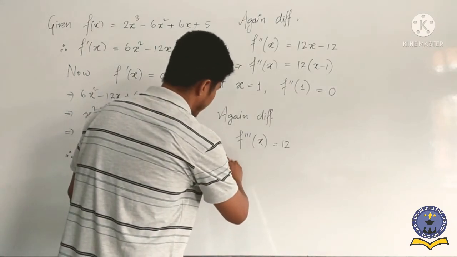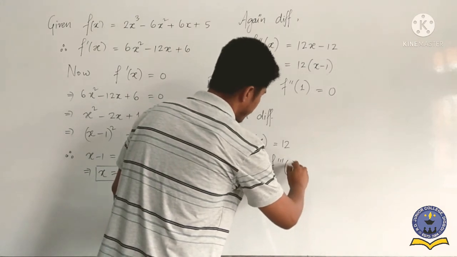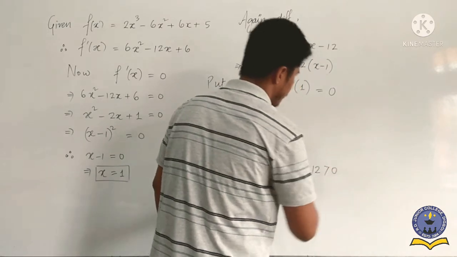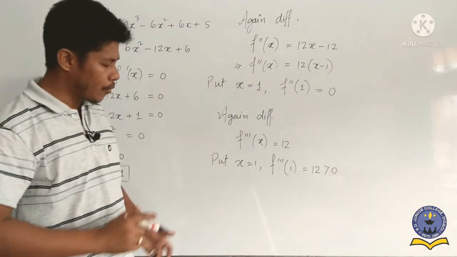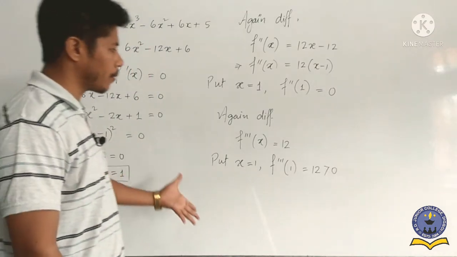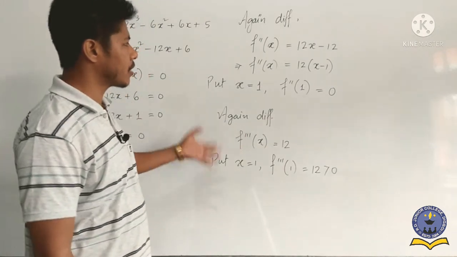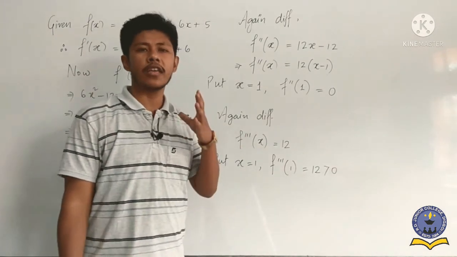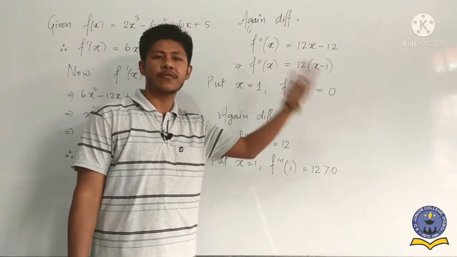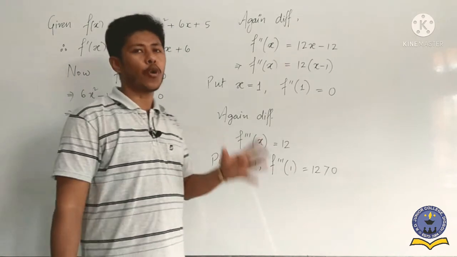Now if you put x equals to 1, f triple dash of 1 equals 12, there is no x, so the answer is 12. So that means this one is greater than 0. So we have to stop here. Now we have to verify whether the critical point at x equals 1 is maximum or minimum. But one thing you see here: the derivative results give maximum and minimum only when it is an even derivative. That means if the derivative is second, fourth, or sixth, then we get the maximum or minimum value.